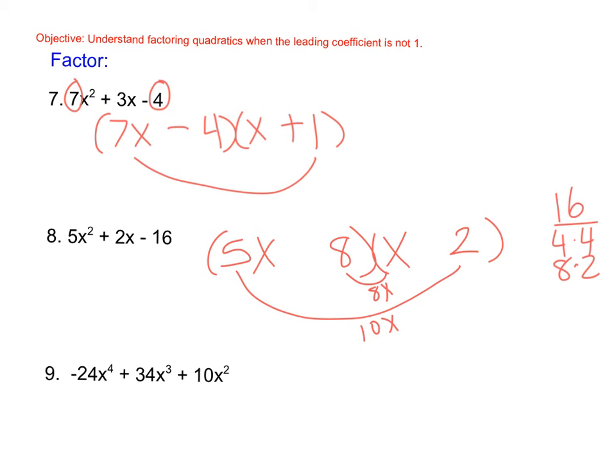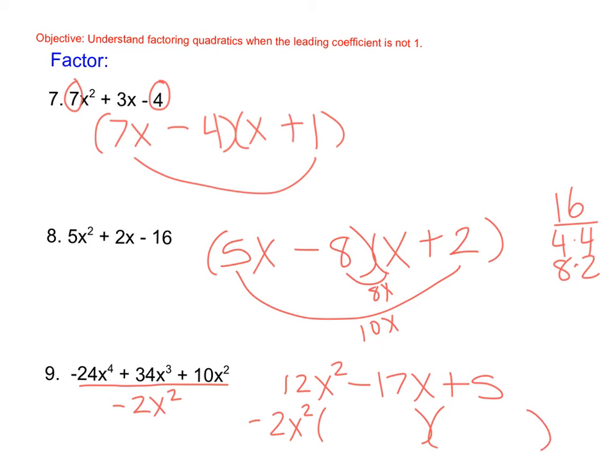So I want a positive 2, so the 10 has to be positive, the 8 has to be negative. All right, and then this last one, I need to divide out a GCF. Let's see, 2x squared. I'm going to make it negative 2x squared. That leaves me with 12x squared minus 17x plus 5. Ooh, this one looks tricky. All right, so I have my negative 2x squared out front.